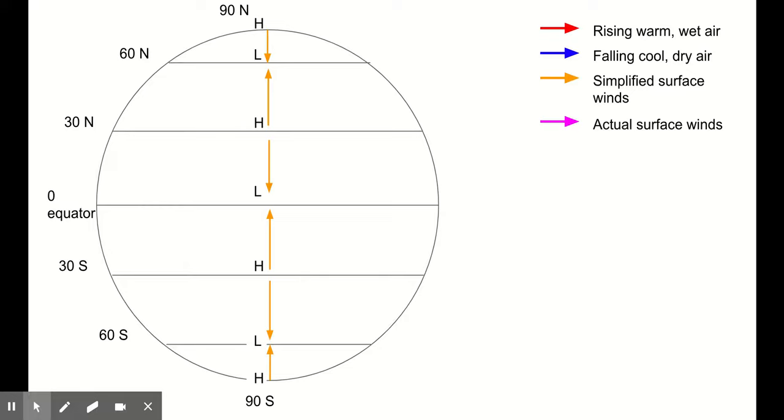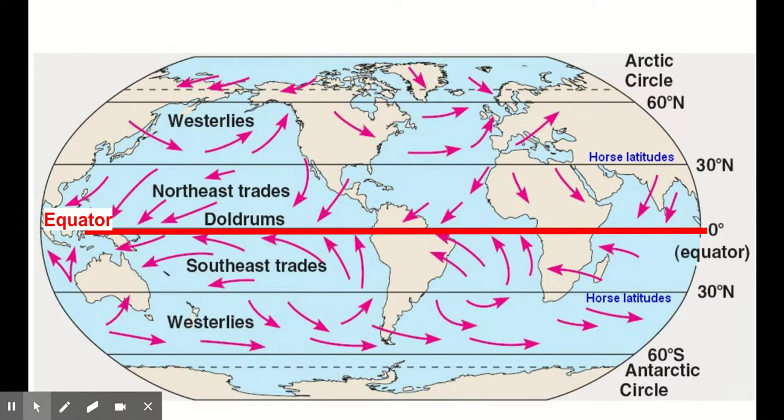Okay, so what this is telling us is that between 30 north and zero, we should always see winds blowing straight to the south. And in this latitude band, we should always see our winds blowing straight to the north. Well, is that what we see? No, not at all. This is a map of the prevailing winds on Earth, and what we see is a lot of diagonals. I see almost no winds that are blowing straight north or straight south.